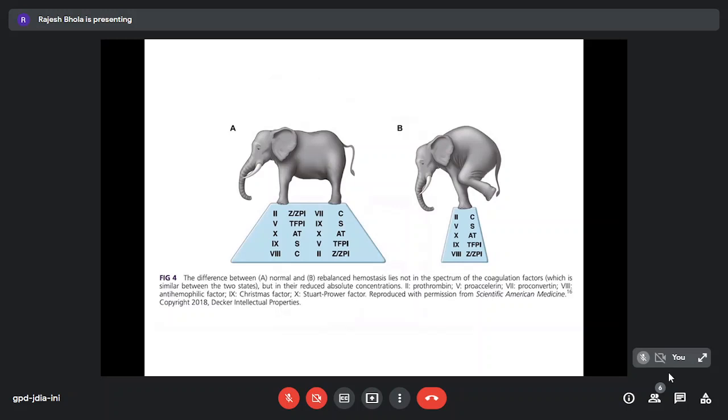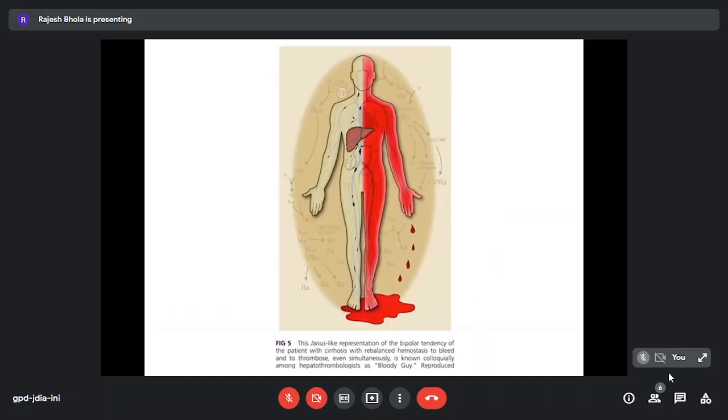It is just like an elephant doing a circus act, with two legs in the front and the back legs being raised. So it is quite unstable. Any time it can fall either way. Because it can fall either way, it has a risk. You can see that liver disease patients can present like a bipolar. What is the bipolar tendency in these patients? It can either lead to bleeding or it can lead to thrombosis.